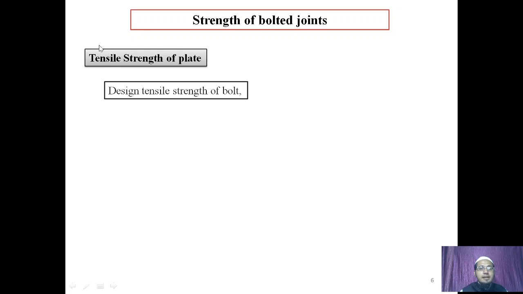So for this IS suggested design tensile strength of plate should be calculated as Tdn equals 0.9 times Fu into An divided by gamma M1, where this gamma M1 is the factor of safety for plate material. Okay, and An is the net sectional area of the plate under the bolt line.